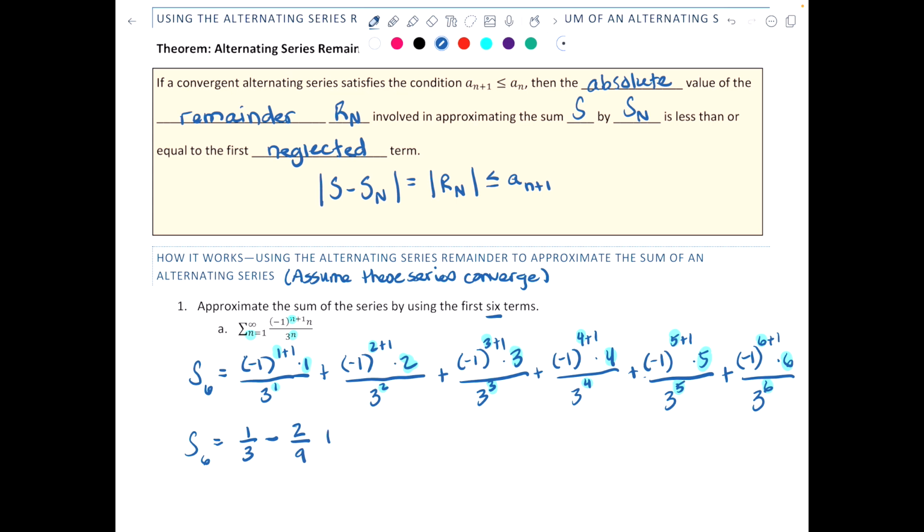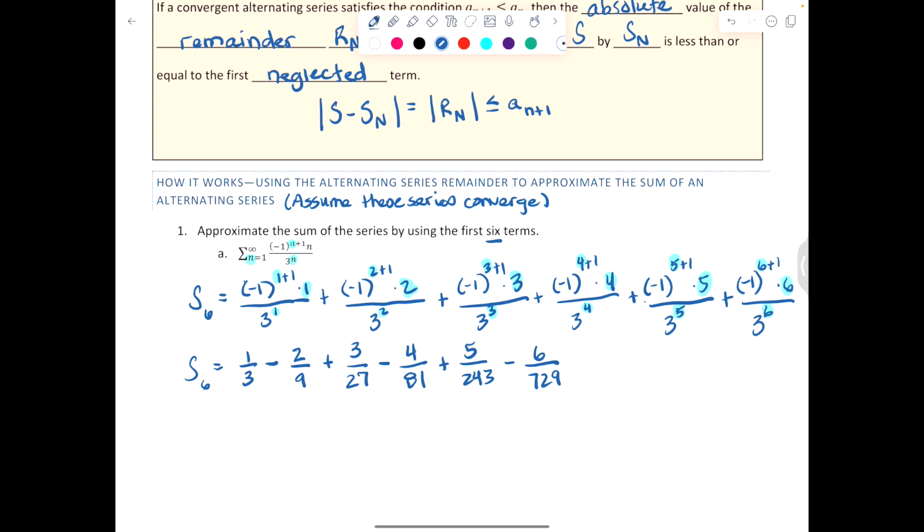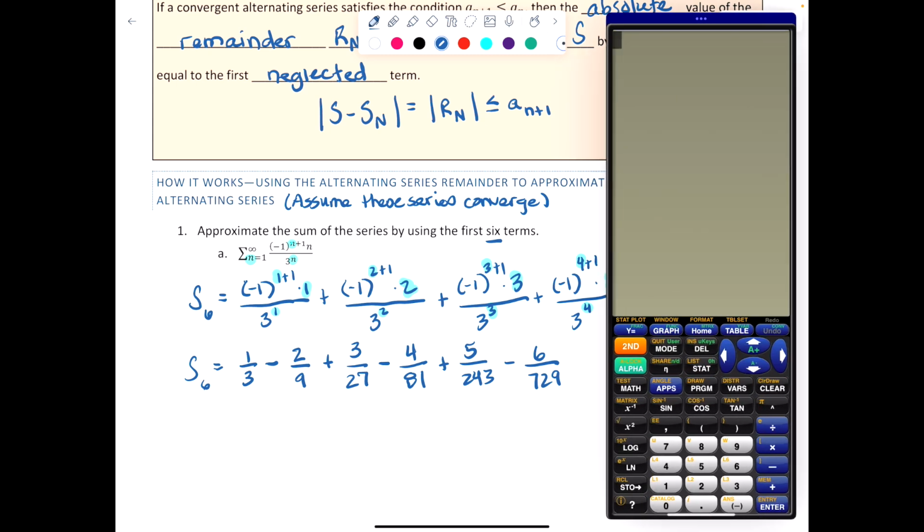And then we'll have another positive, and then we'll get 3 over 27, and then a negative 4 over 81, positive again, 5 over 243, and then a negative, and we'll have 6 over 729. That's 3 to the 6. Okay, so now you can use your calculator to do this.